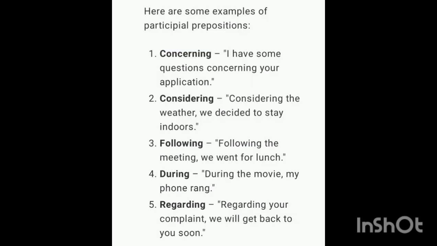Let us also observe a few more examples of participial prepositions which are used in sentences. Number 1, concerning. I have some questions concerning your application. Number 2, considering. Considering the weather, we decided to stay indoors. Number 3, following. Following the meeting, we went for lunch. Number 4, during. During the movie, my phone rang. Number 5, regarding. Regarding your complaint, we will get back to you soon.